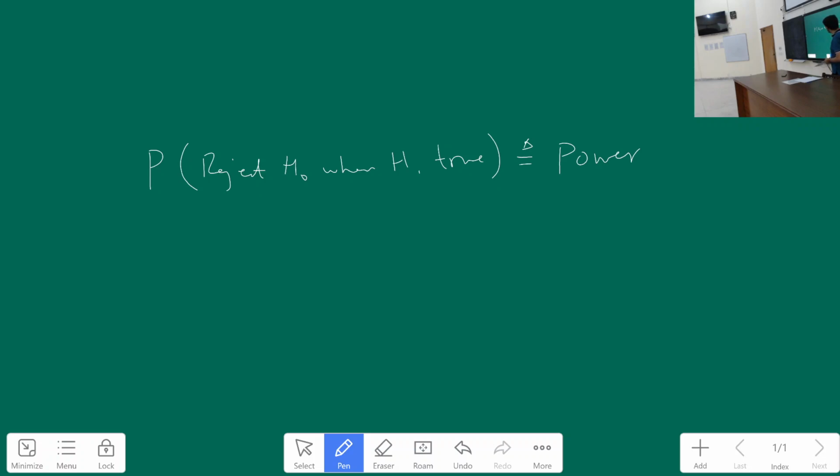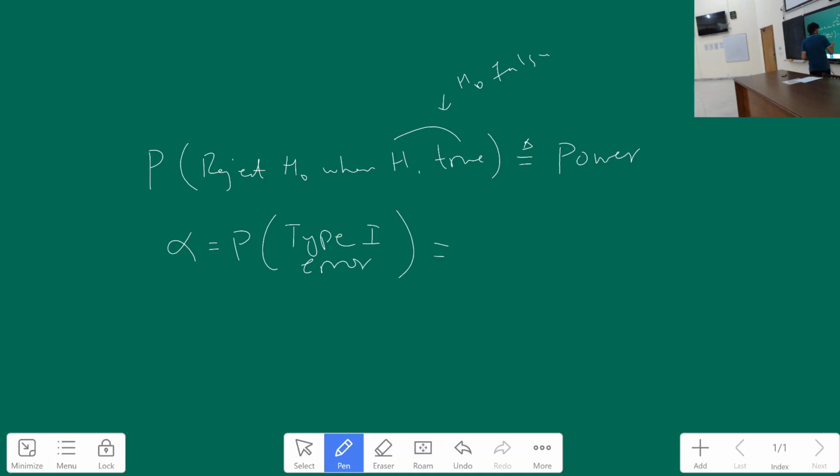We always assume if the alternate hypothesis is true, then the first one is automatically false. You could either write it like this or write it H0 false. Overlapping hypotheses are not allowed. So this is called the power, and the alpha that we saw, probability of type 1 error, also has another name which we call significance level.